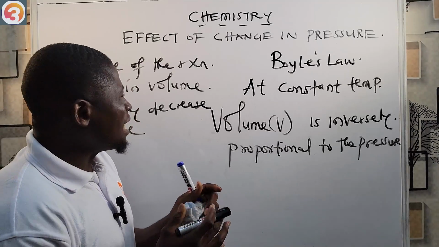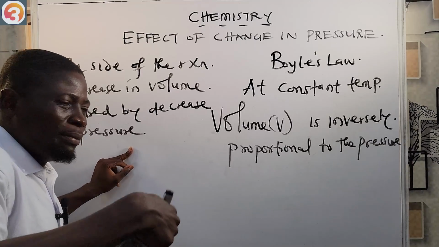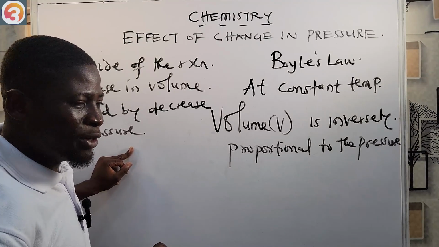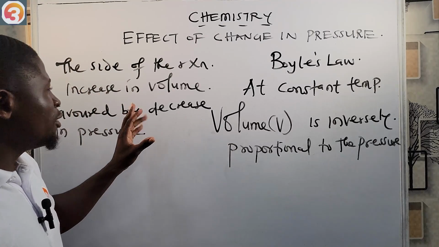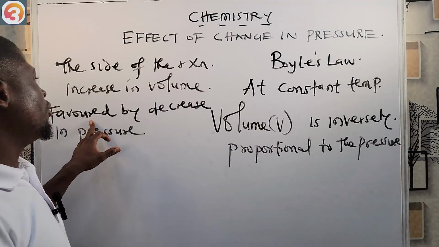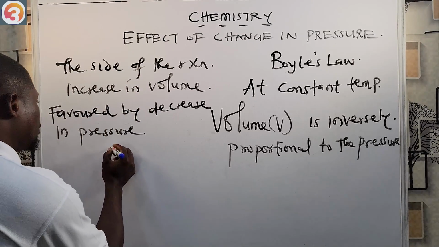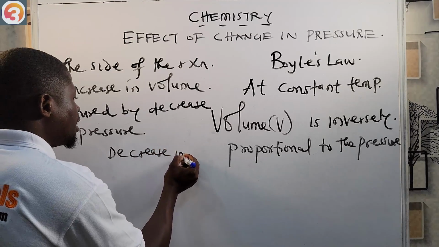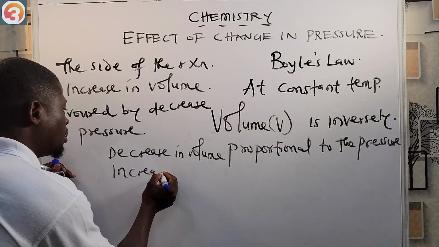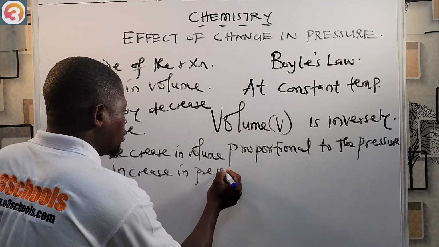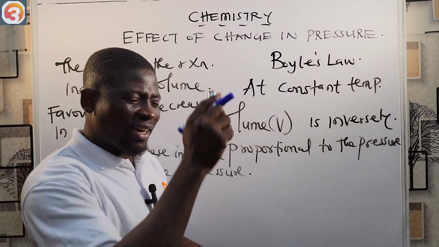So the side of the reaction that is showing an increase in volume will be favored by a decrease in pressure. I'm going to do examples to bring this point home so that you totally understand what I'm talking about. So the reaction side that is showing an increase in volume will be favored by a decrease in pressure, while the side that is showing a decrease in volume will be favored by an increase in pressure.